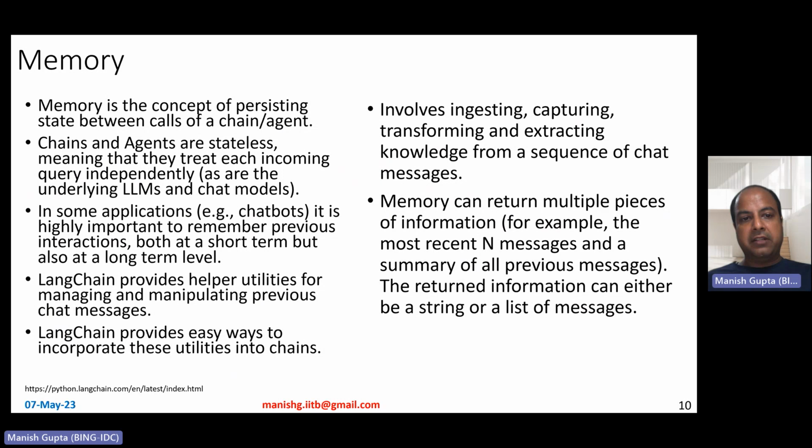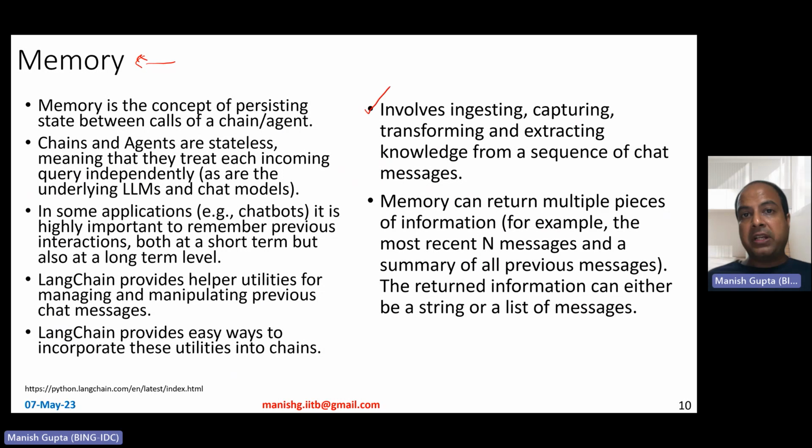You want to persist state. For example, in chatbots, it's important to remember previous interactions, sometimes at a short-term, sometimes long-term level. So memory is basically the concept of persisting state between calls of a chain or an agent. LangChain provides helper utilities for managing and manipulating previous chat messages, for example, in a chatbot scenario. LangChain also provides easy ways to incorporate these utilities into chains. So when you're creating chains, how can you take the output, store it to the memory, retrieve from the memory? All of those operations are supported in LangChain.